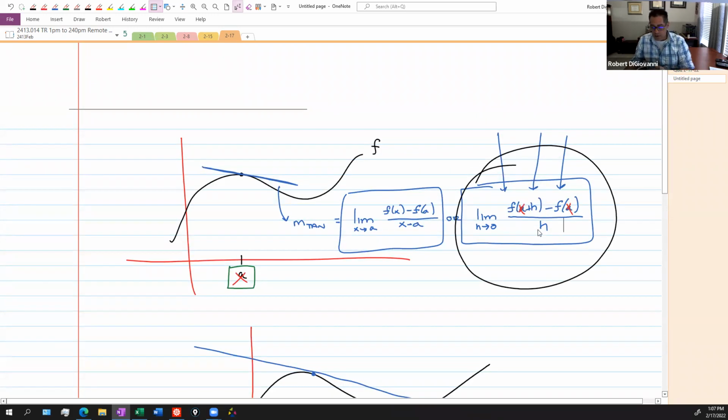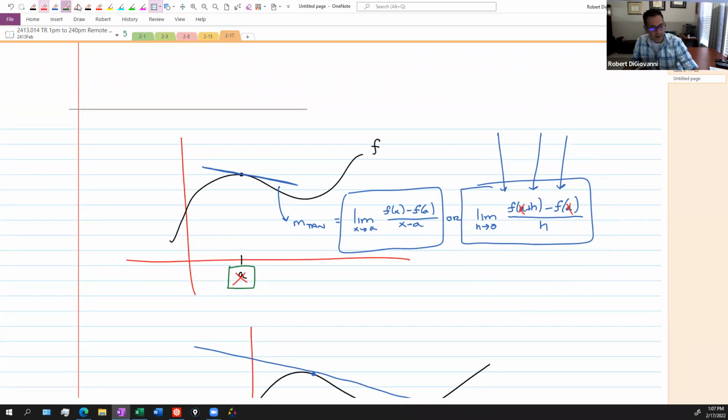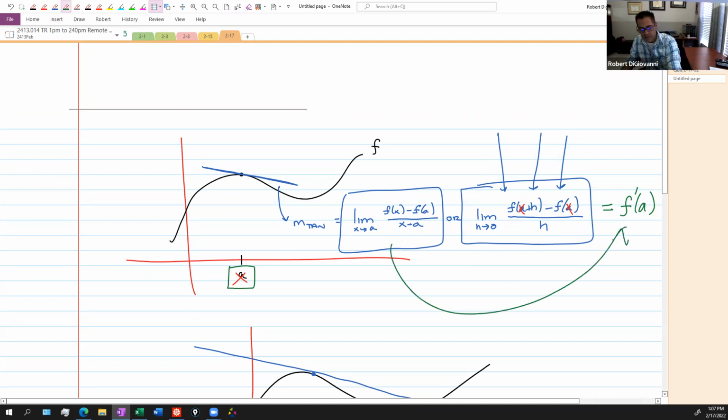Well, remember also, and I should have stated this earlier, that at the end of class last time, I said, instead of me telling you to do this over and over, I'm going to give you a new notation. We called it f prime of a. Remember that? F prime of a. That's what both of these meant.